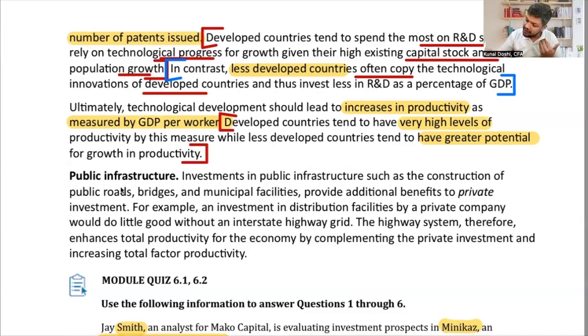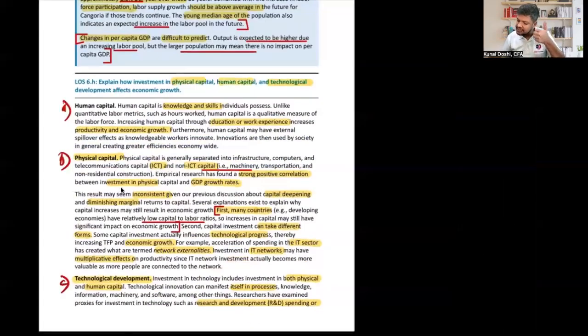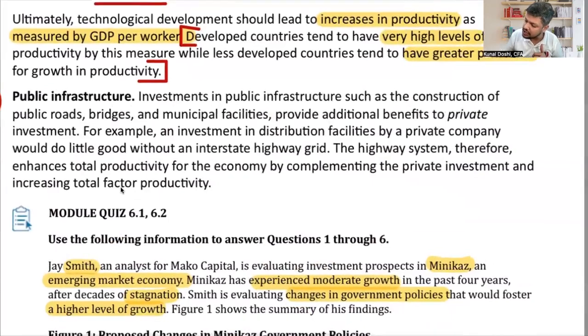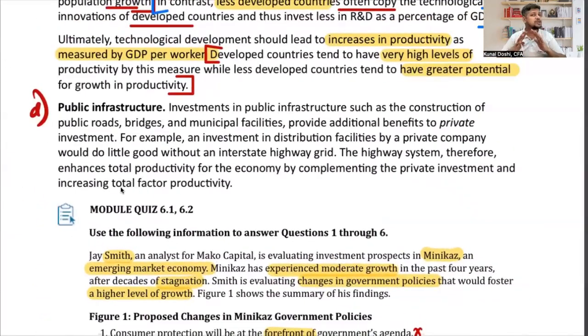Clear? The last thing we are going to discuss, after discussing human capital and physical technology, is public infrastructure, which is majorly done by government spending. Okay, it's the construction of public roads, bridges, municipality facilities, and various other aspects. Now, does this public infrastructure benefit only the public sector or the private sector? If they are done to provide additional benefit to private investments. Now we are talking about those public infrastructures that will help the private investments also.